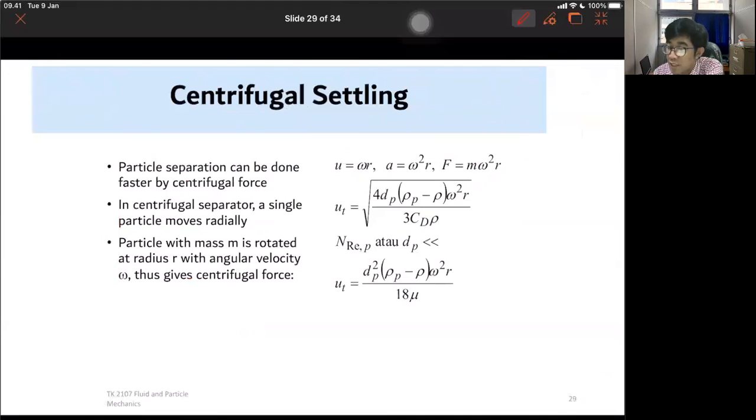When you are using the centrifugal force, or the settling or the terminal velocity is caused by the centrifugal force, actually you can change the G into this one, and the terminal velocity will be this one. You just change the G basically.